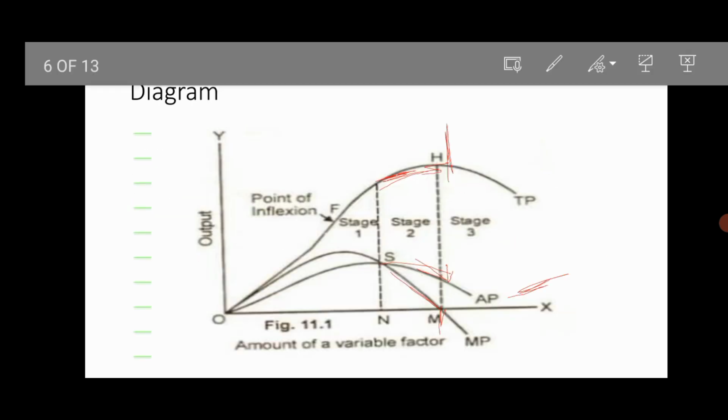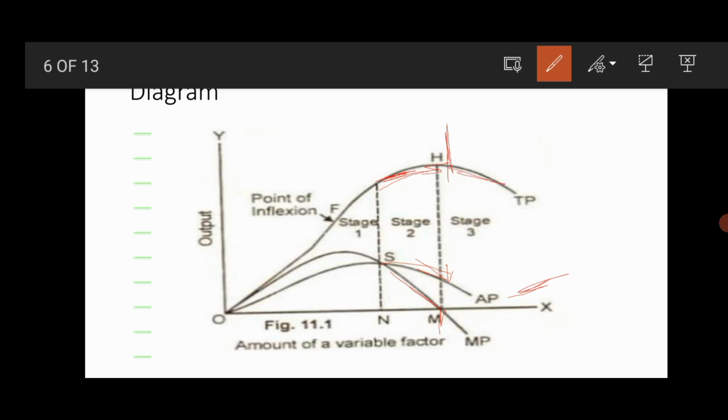So you can also see this in the diagram. Here TP starts to diminish in third stage and AP declines, but it remains above the x-axis, that is, it remains positive. And MP, which was 0 at the end of second stage, has become negative in third stage.